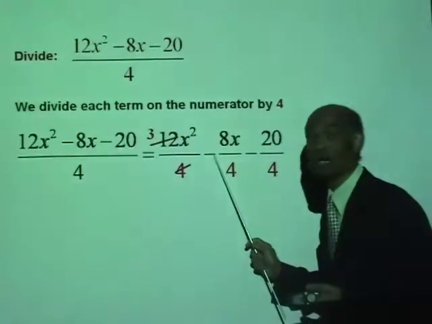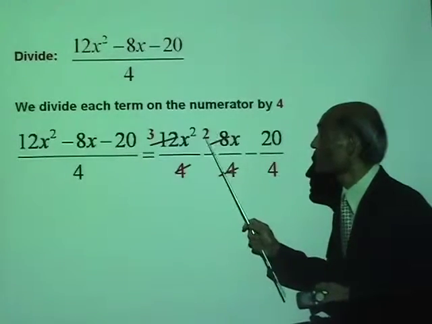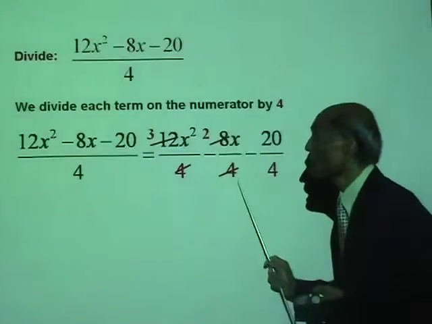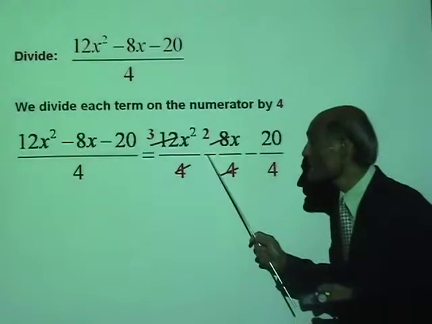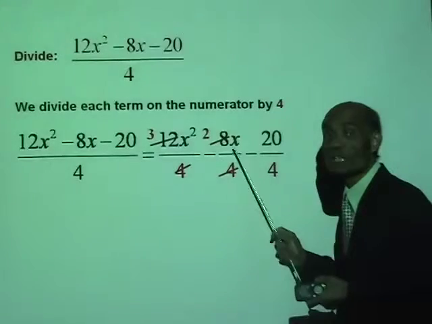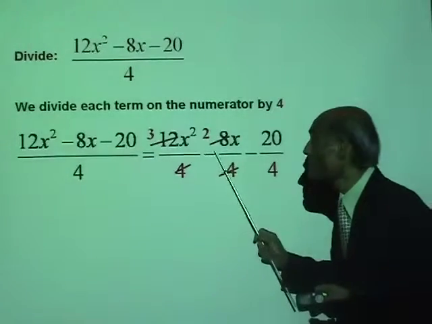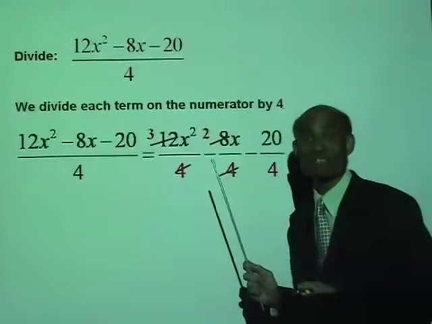Alright, let's go to the second term. 4 goes in 8 2 times. And so what is the second term? The second term is negative. So that will be minus 2x on the numerator and 1 on the denominator. That will be minus 2x. That is the second term.